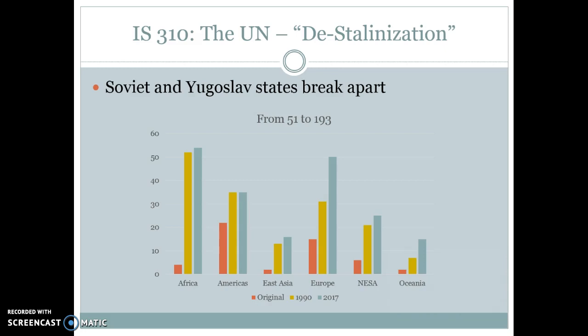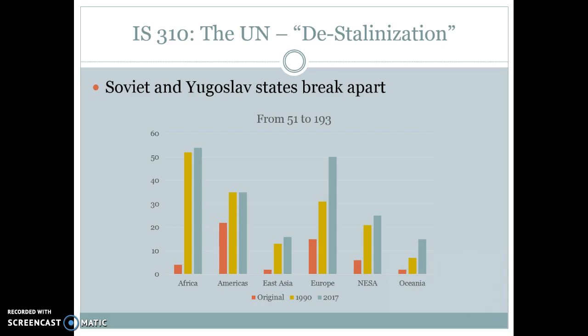So this is what you end up with in 1990 on the eve of decolonization. So it's shifted from the 1970 we looked at on the last slide through the Caribbean states and Pacific states and the Portuguese former colonies coming independent. And then de-Stalinization changes the way things look.